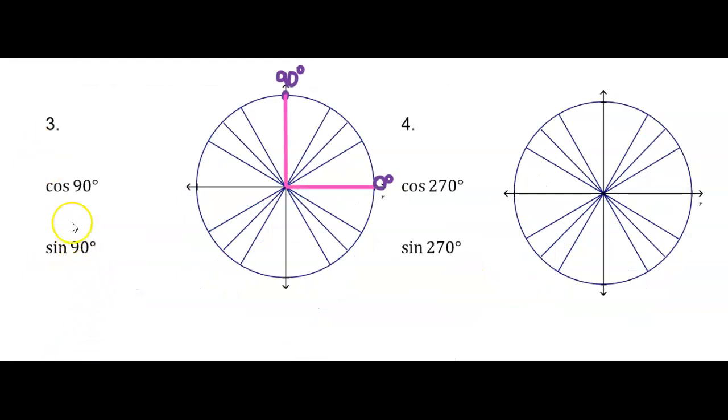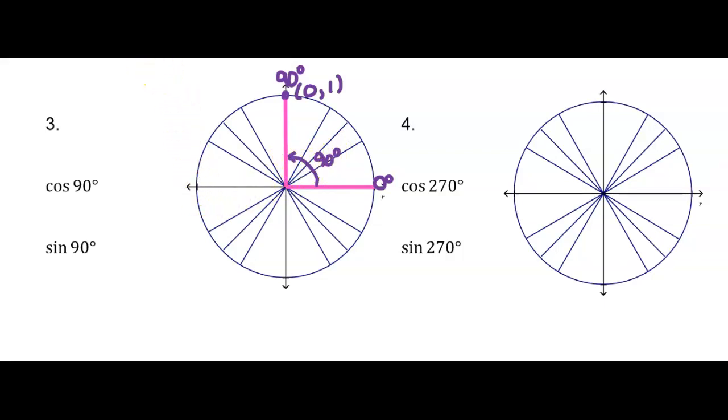Okay, so for number 3, they're asking you for the cosine of 90 degrees and the sine of 90 degrees. Well, 90 degrees is up here at this coordinate at the top. So this is the coordinate (0, 1). So our rotation just basically goes from here to here. So there is no triangle for this one.